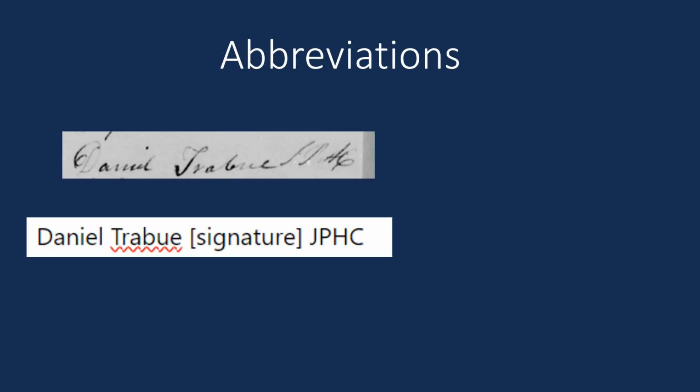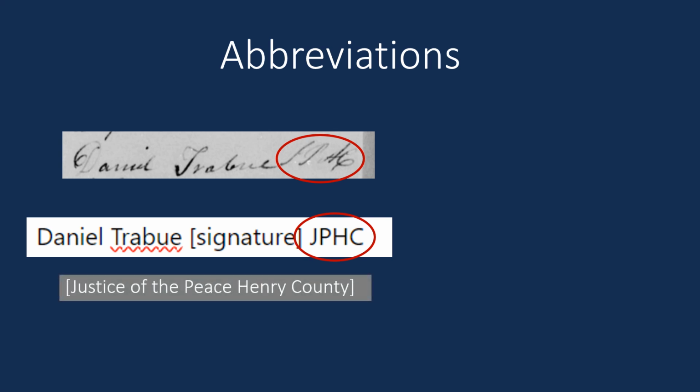Type abbreviations just as they are written. Do not write out the abbreviation. Even though I know JP stands for Justice of the Peace, I should not write it out. I think HC is in reference to the county, such as Henry County, but I would just write it out as it is written in the document. If you're positive of the meaning of the abbreviation and you feel it will help the reader, you can make a notation in square brackets.